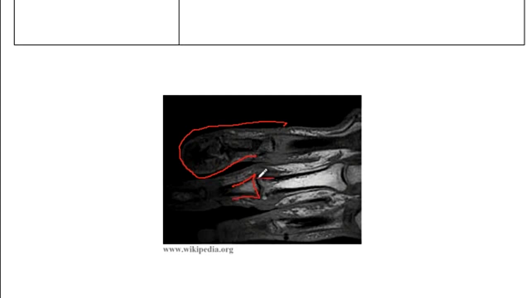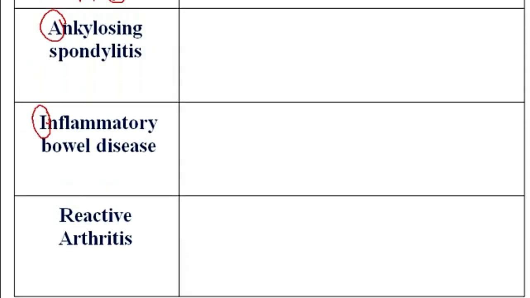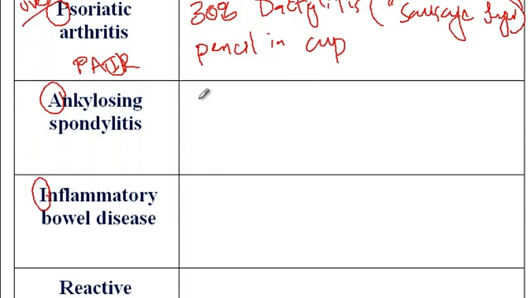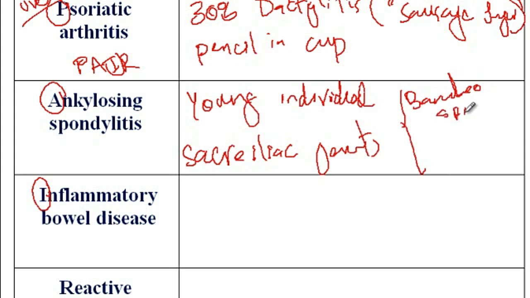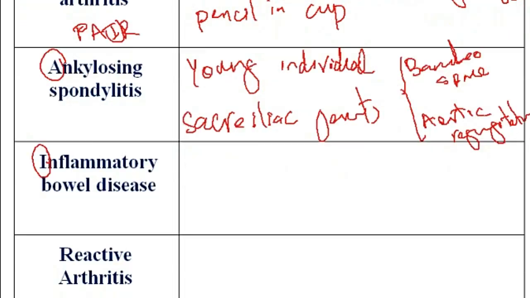in cup appearance. The next condition is the ankylosing spondylosis, which is usually causing low back pain and stiffness in young individuals. And it's due to the fusion of the spine at the sacroiliac joints. And classic presentations are bamboo spine. And then finally, due to the aortitis-mediated dilation of the aortic root, these patients also present with aortic regurgitation.